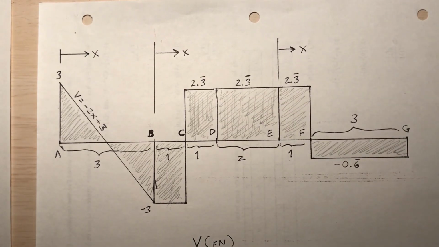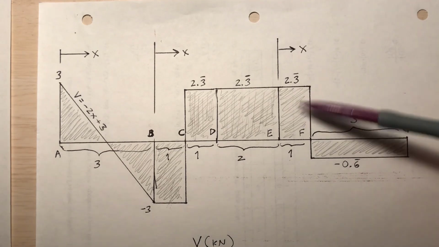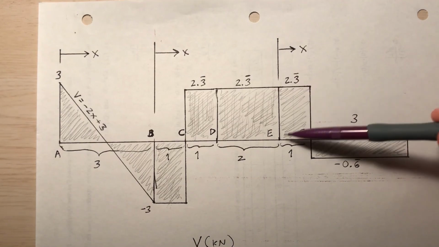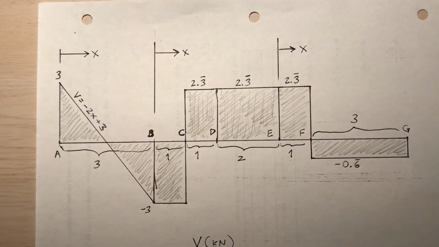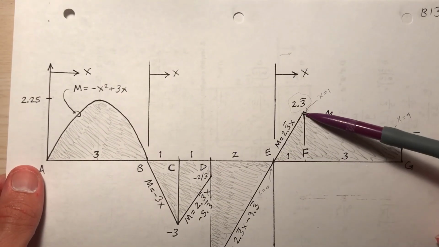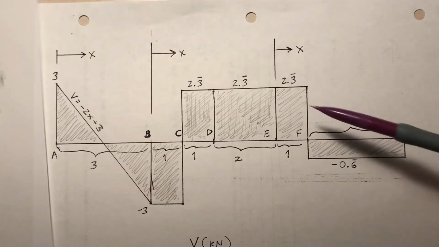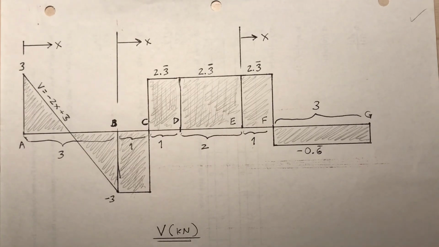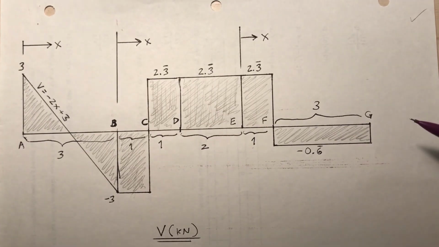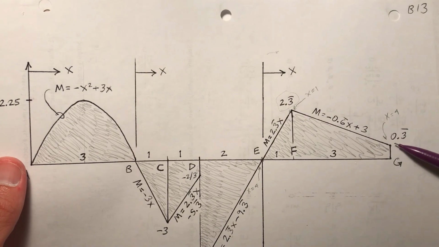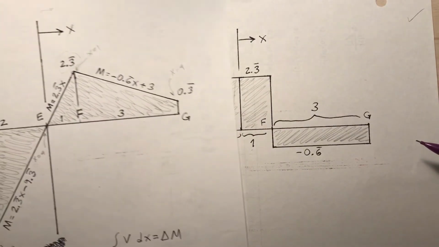How does that look? From E to F, the area is 1 times 2 1/3, since 1 is the width and the height is 2 1/3, so positive 2 1/3. So between E and F, the change in moment from 0 to 2 1/3 is 2 1/3, which makes sense. The area under the shear diagram from F to G is -2 1/3. Is that the change in moment? I go from 2 1/3 down to 1/3.